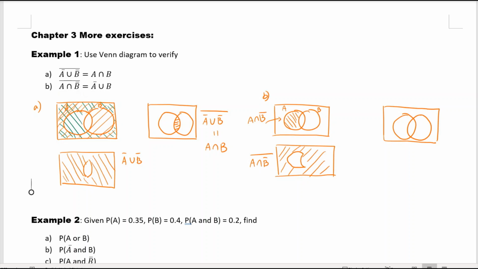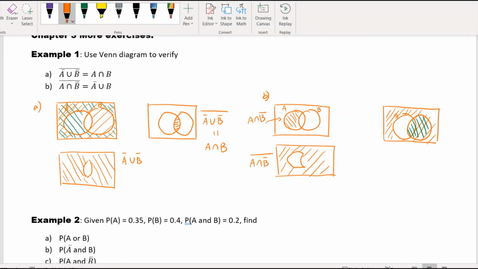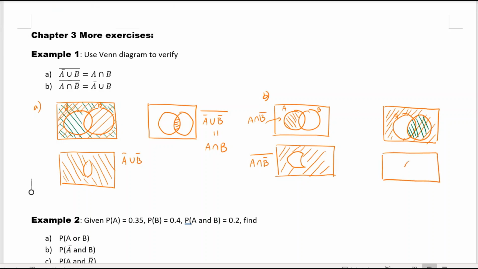Okay, so the right hand side: A complement, so outside of A, union B. What is B? B is this piece. When we take the union, that is exactly this, right? Outside of this moon. Okay, so they are equal. So this is A complement union B, and that's why they are equal.